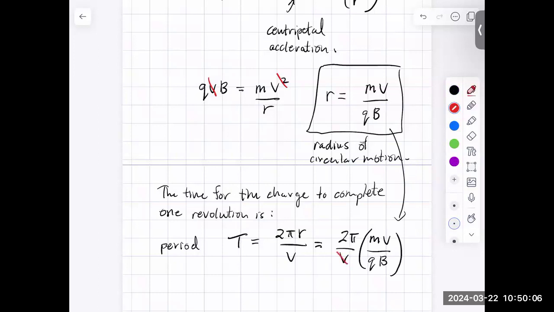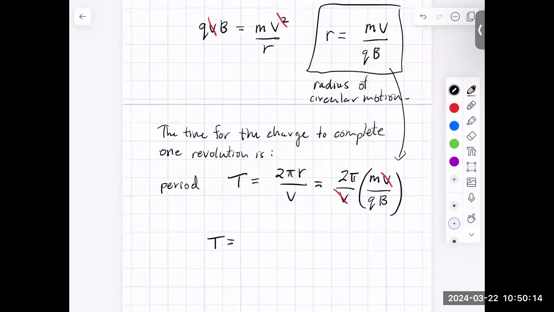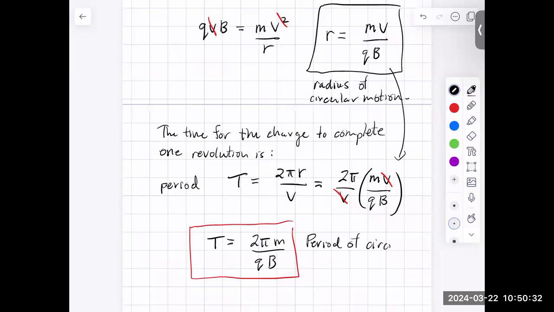And kind of an interesting thing happens here. The speed drops out. And so the period is 2 pi m divided by qB. And let's see. Yep, that's what I had. So this is the period of the circular motion. One thing that's interesting is that this is independent of v and R.